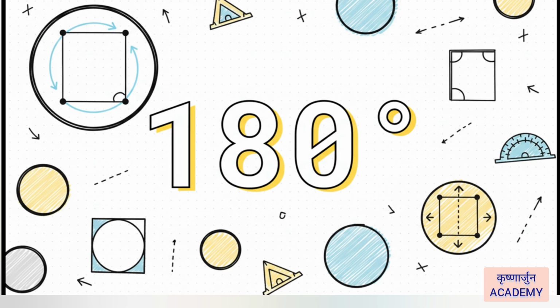So what does that mean? It means that in any cyclic quadrilateral, if you take the opposite angles, the ones directly across from each other, they will always add up to 180 degrees. It's an unbelievably consistent and powerful property. It works for any four-sided shape you can possibly draw with its corners on a circle.